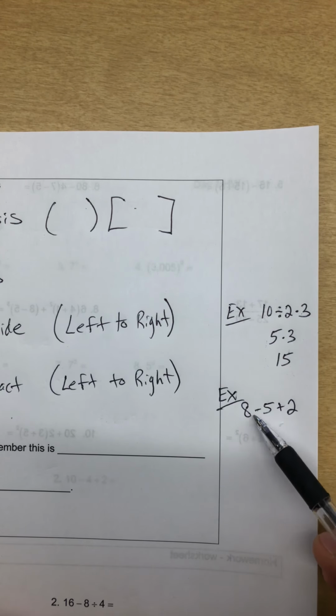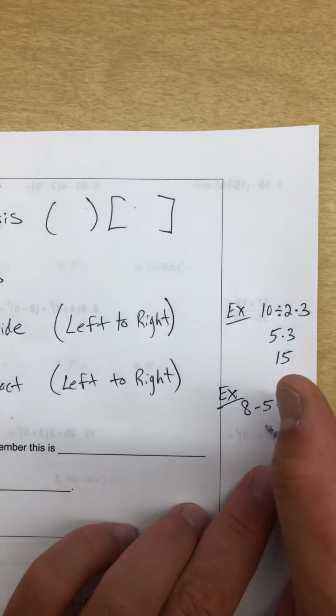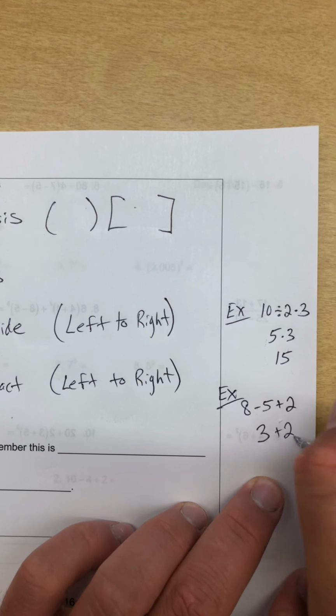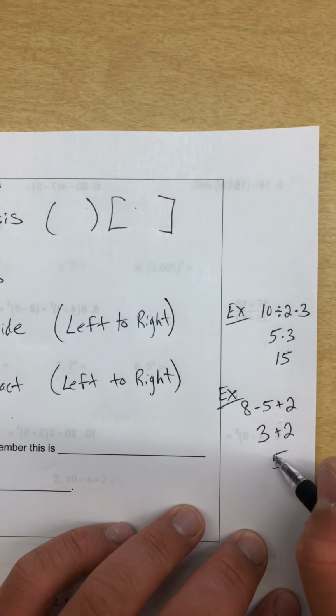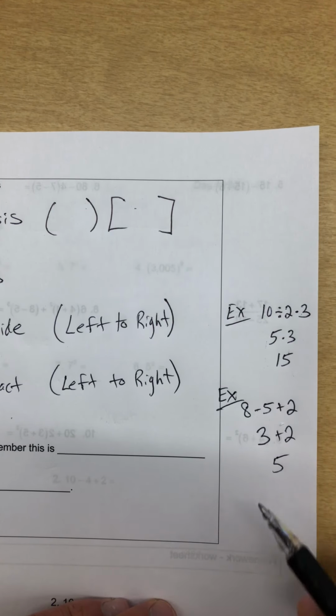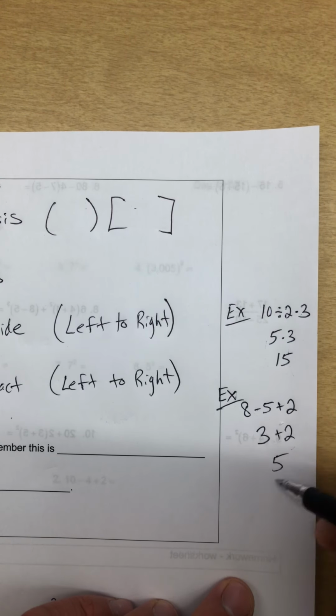Subtraction first because it's on the left. All right, work left to right. So 8 minus 5 first would be 3, and then add the 2. That gets you 5. All right, run it through your head. If you did it the other way, you would get a different answer. So be careful. 5 is correct, though.